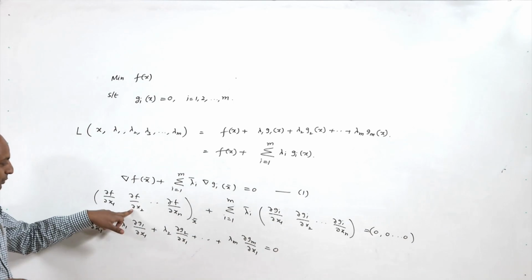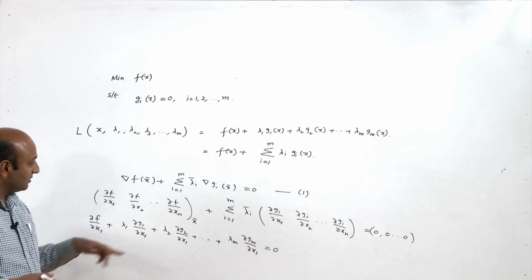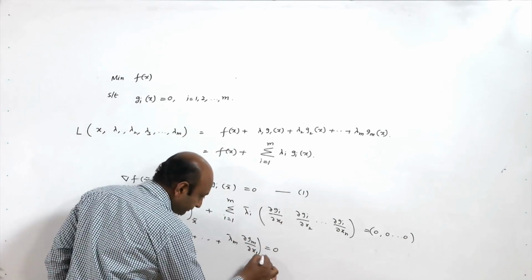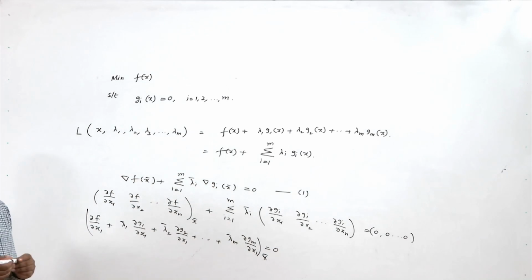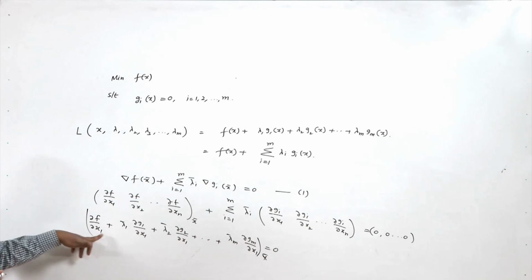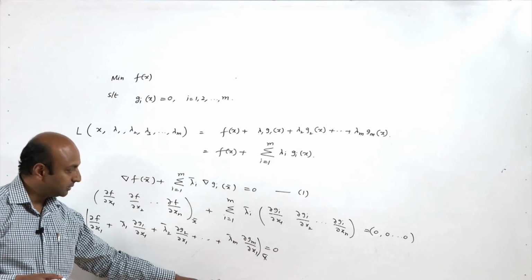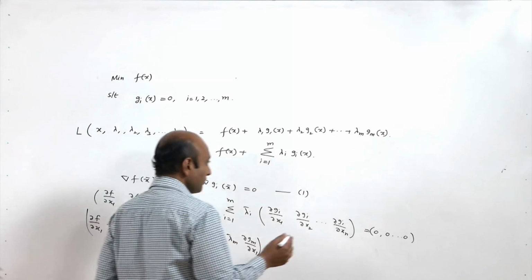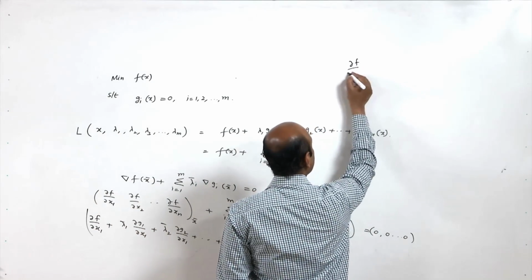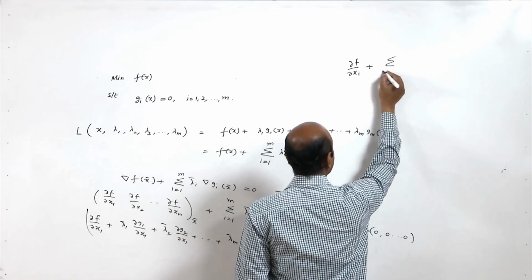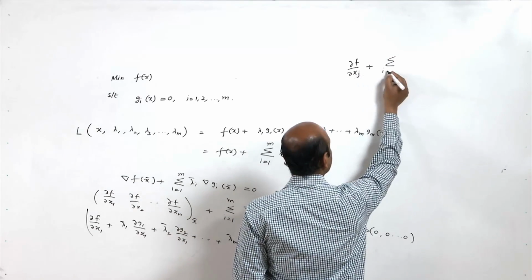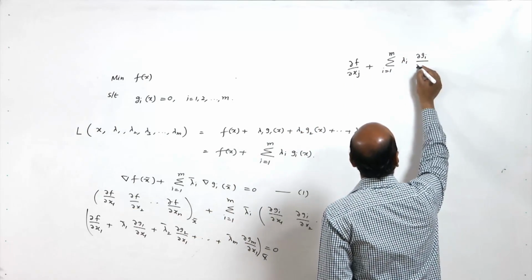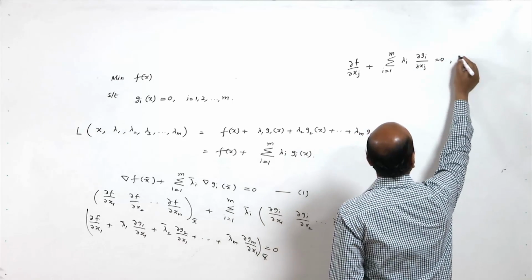Similarly, del f upon del x 2 plus lambda 1 del g 1 upon del x 2 and so on, all at x bar, must be 0. Similarly, you will get the same condition for x 2, and the same for x n. So, what does it mean? This means del f upon del x j plus summation i from 1 to m lambda i del g_i upon del x j should be 0, with j varying from 1 to n.